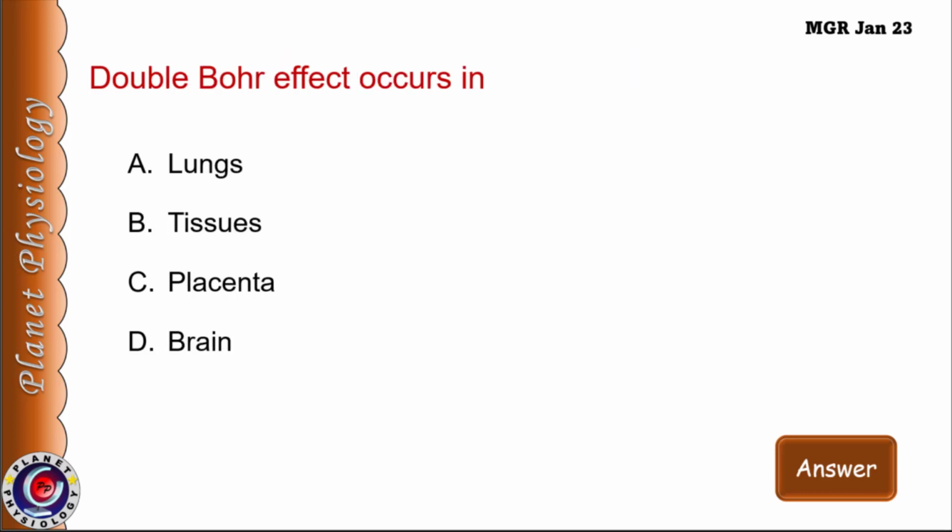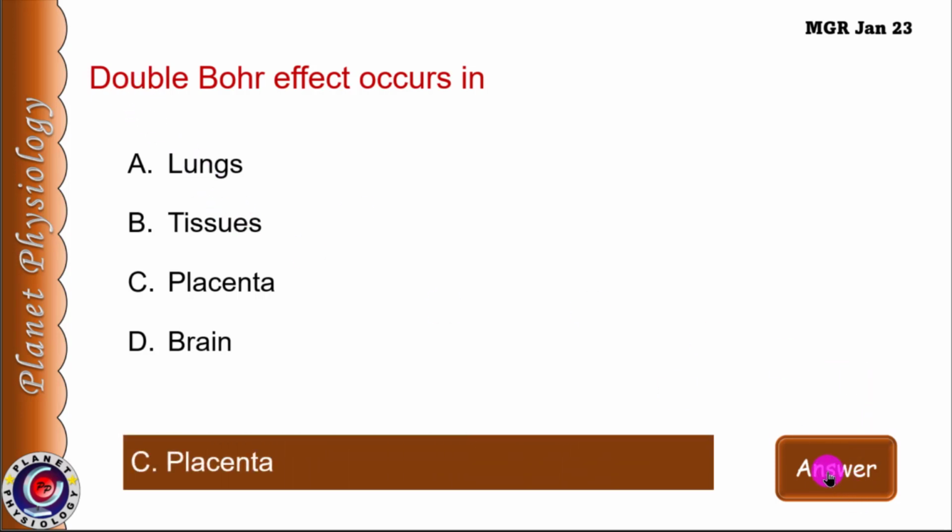Double Bohr effect occurs in A. lungs, B. tissues, C. placenta and D. brain. Apparently you may think it is from the respiratory system, but read it carefully. The question says double Bohr effect and it occurs at the level of placenta. So the answer is C.